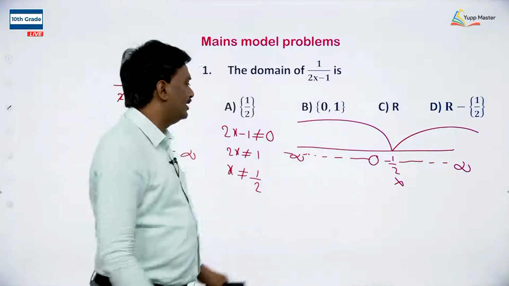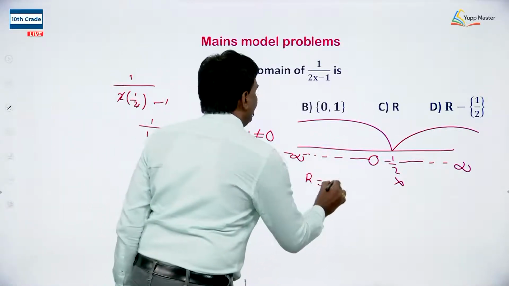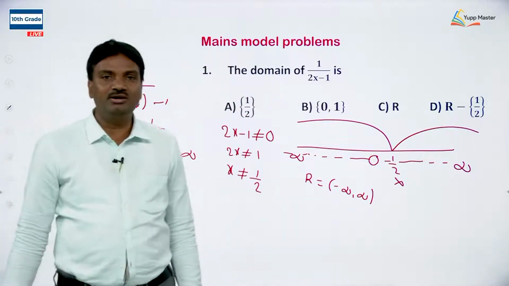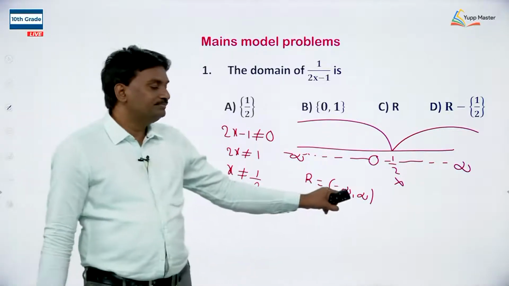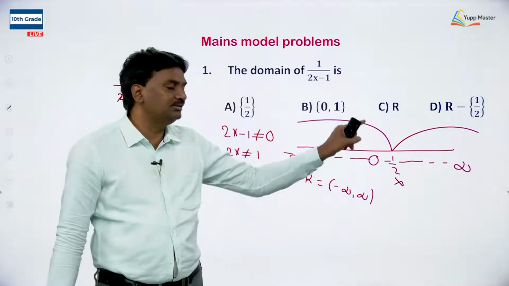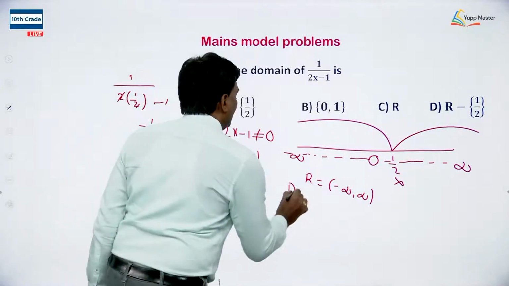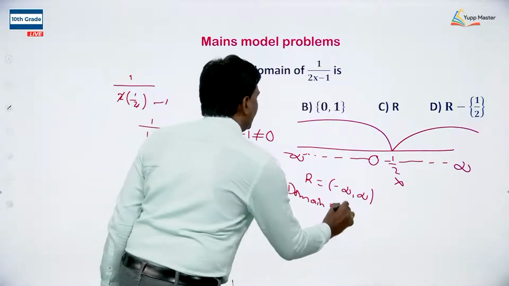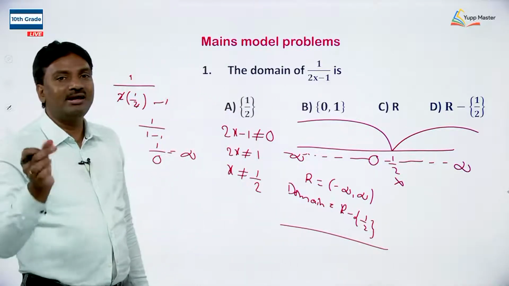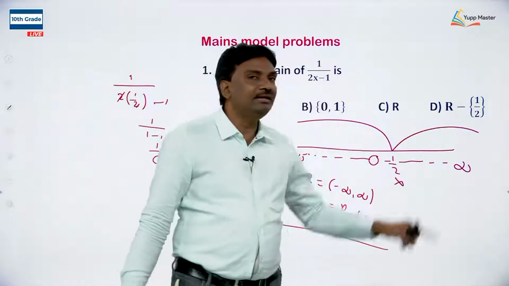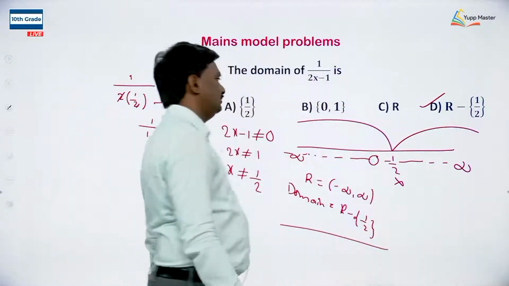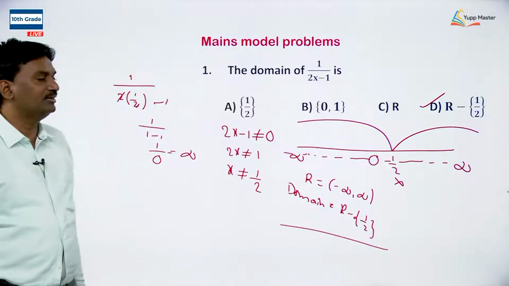From the real numbers, minus infinity comma infinity means that is the set of real numbers. So, from all these real numbers, you may consider any value in place of x except 1 by 2. So, that is why we can write domain of the given function is R minus {1 by 2}. You may take any real number other than 1 by 2. So, that is why option D is the correct option for the given problem.